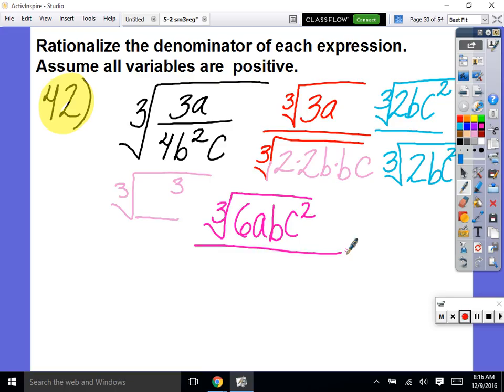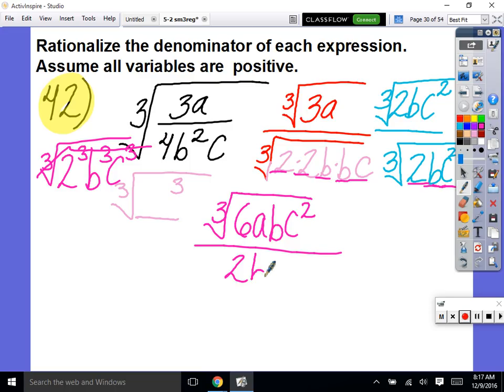And now on bottom, I'm going to go off to the side. We have the cube root of 1, 2, 3 2's. That's 2 cubed. We have 1, 2, 3 b's. That's b cubed. And we have 1, 2, 3 c's, c cubed. So don't the roots cancel out the powers? So left on bottom is 2bc.